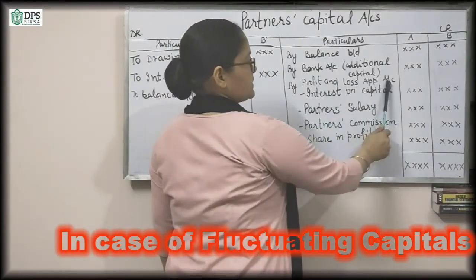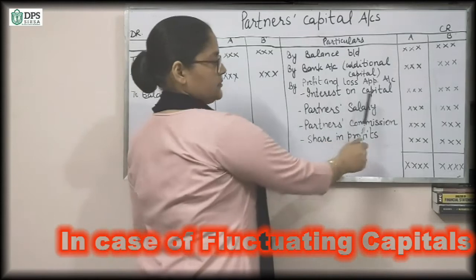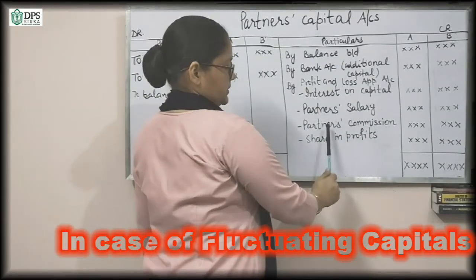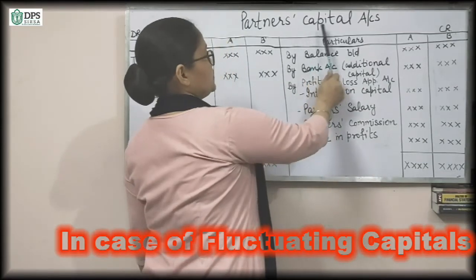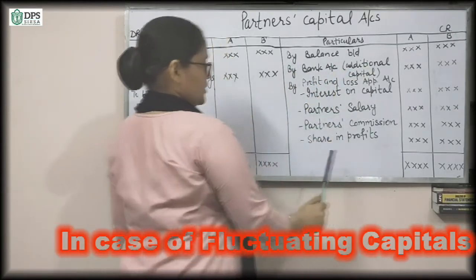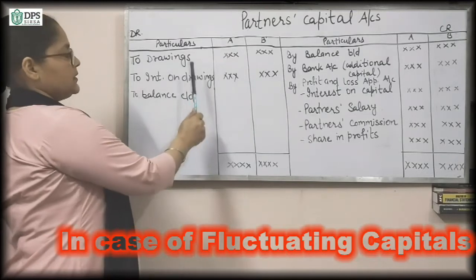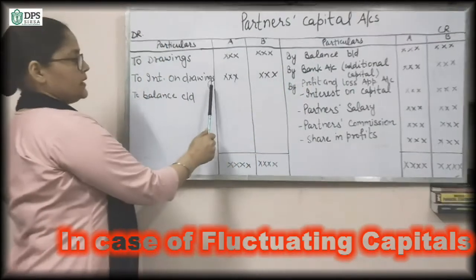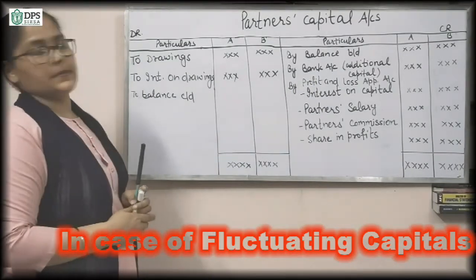By profit and loss appropriation account, interest on capital is received by the partner, salary is received by the partner, and commission and profit share of the firm are also received by the partner. So we can say drawings and interest on drawings: a partner is liable to pay to the firm, so it will be on the debit side.